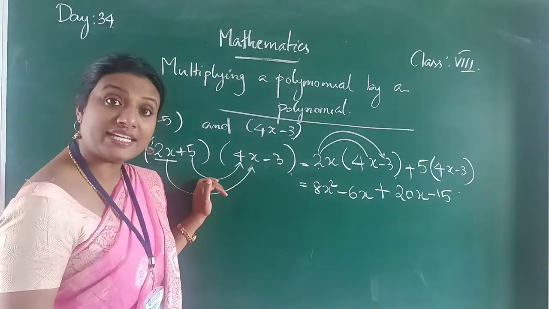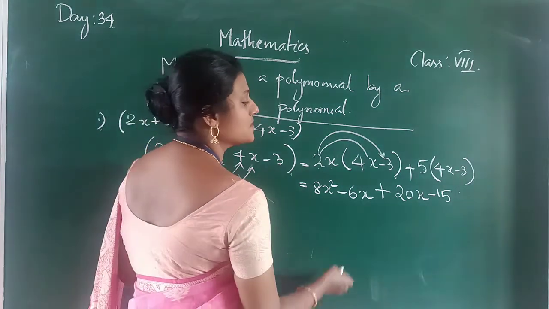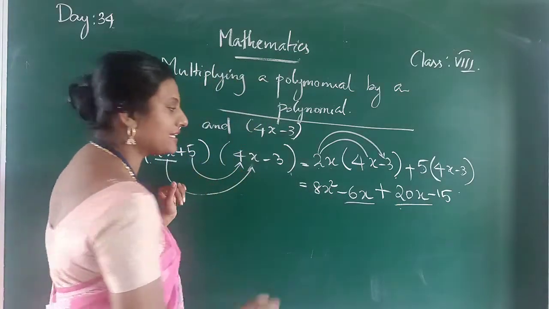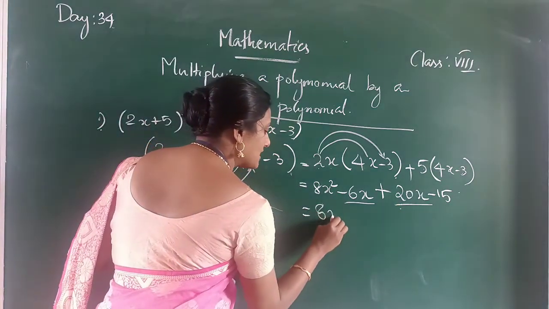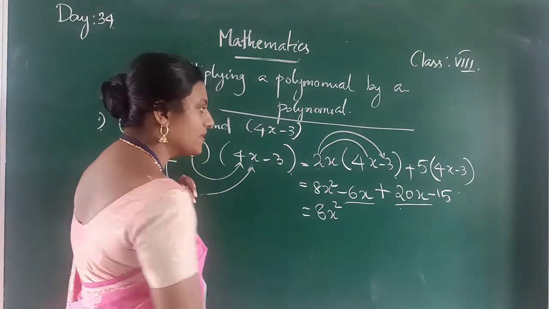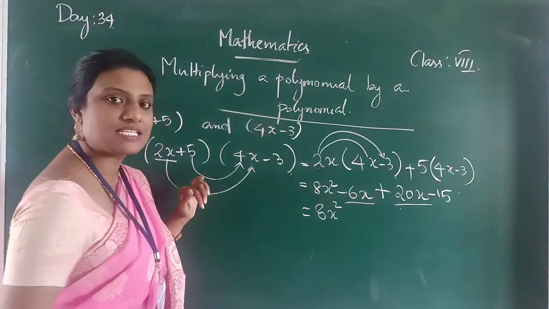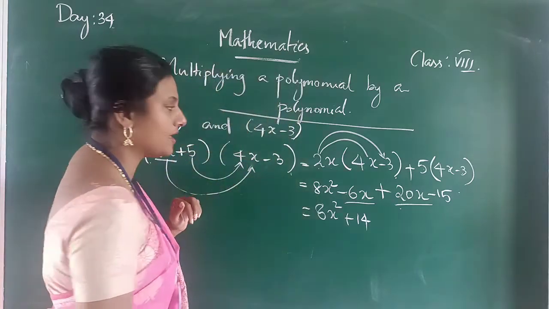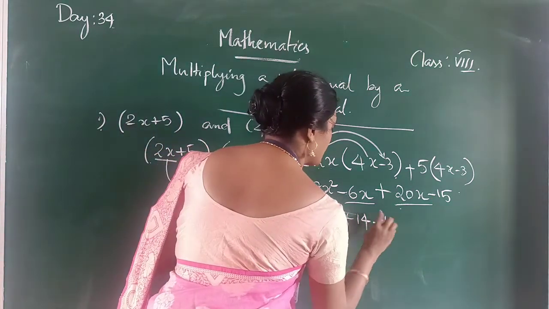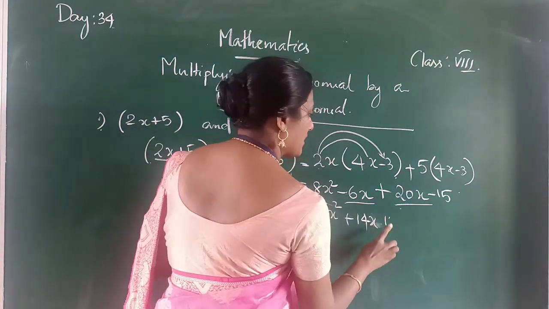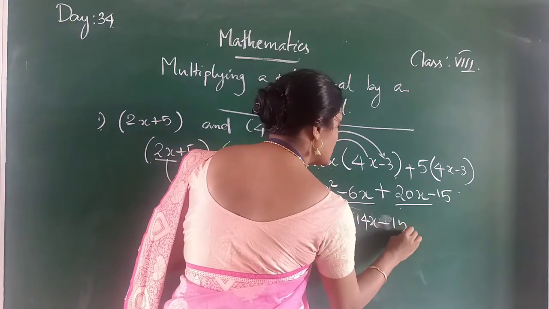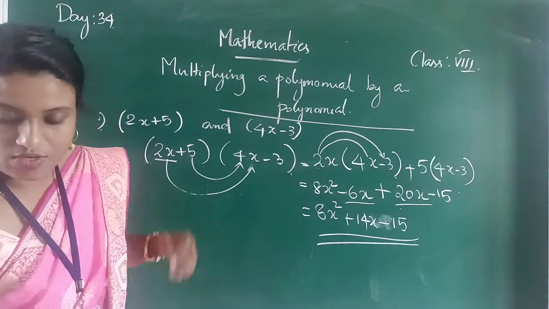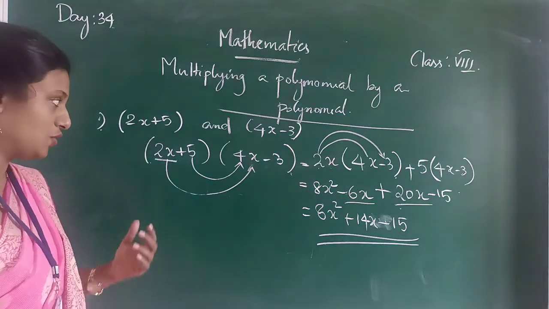Then collect the like terms. Is there any like terms? Minus 6x plus 20x. Like terms. So you can write this as 8x square. 20 minus 6 is what? Plus 14. Okay, next, what is remaining? 14x. Okay, next is minus 15. So this is the answer. 8x square plus 14x minus 15.